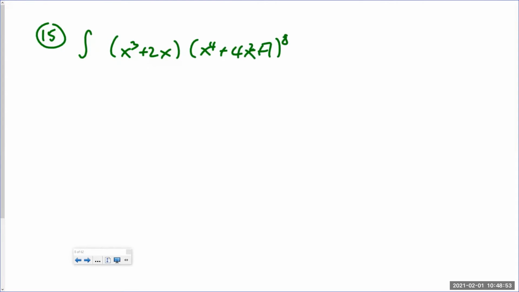Let's do some more, guys. Number 15? Okay, so same worksheet page or not? Okay, so look at number 15. I have the integral of x cubed plus 2x times x to the 4 plus 4x squared plus 7 raised to the 8 power dx. Okay, sorry, a little bit messy. All right, what I'm going to try to do here is FOIL, but with this 8, it's going to be really hard to FOIL this, okay?